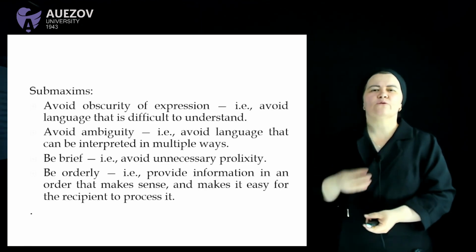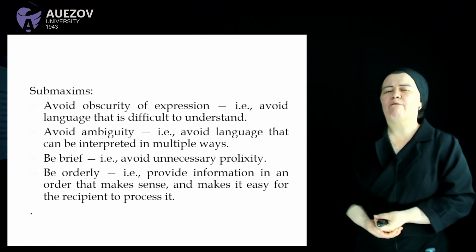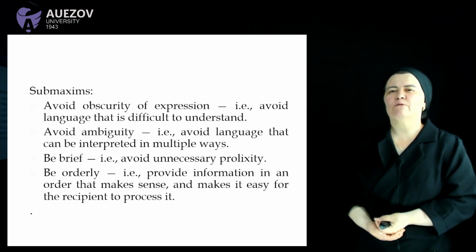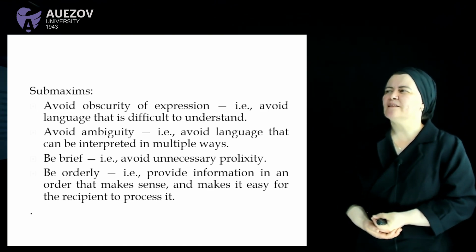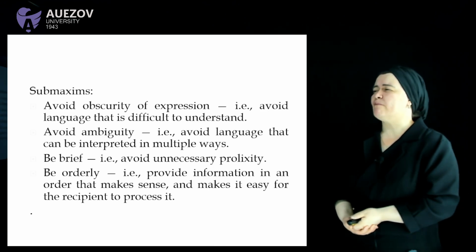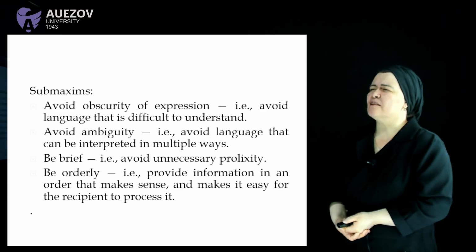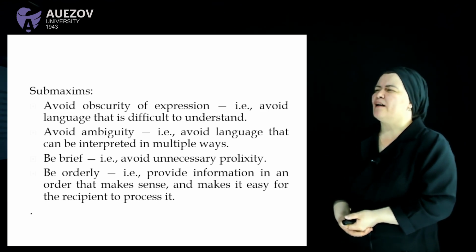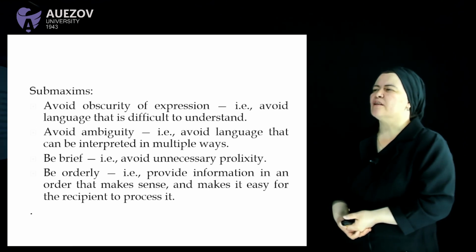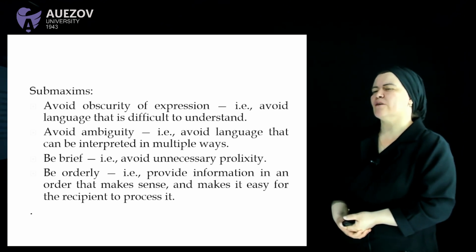And here, in the maxim of manner, we can also find some sub-maxims, and there we can find some of them. Avoid obscurity of expression, that's avoid language that is difficult to understand. And next one, avoid ambiguity. That's avoid language that can be interpreted in multiple ways, in different ways.